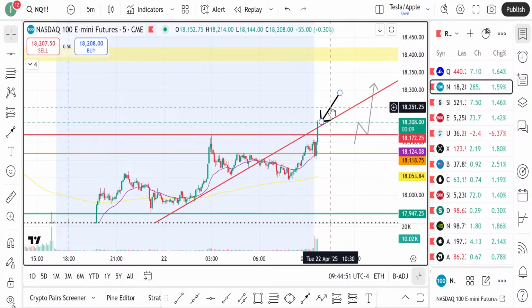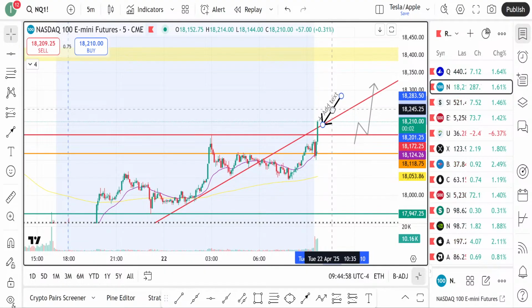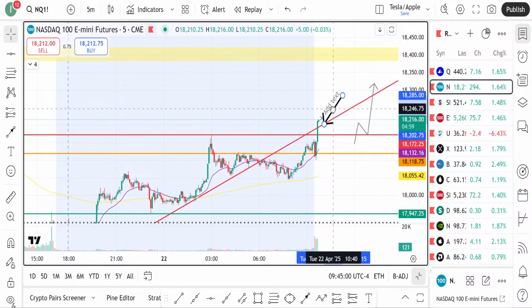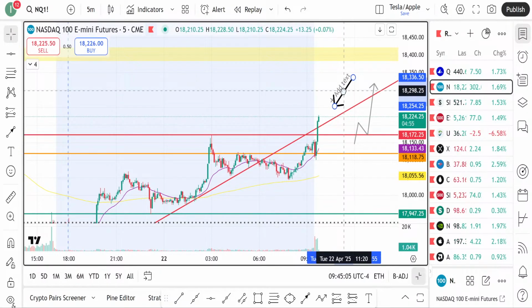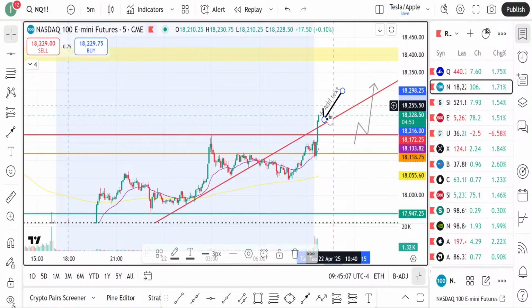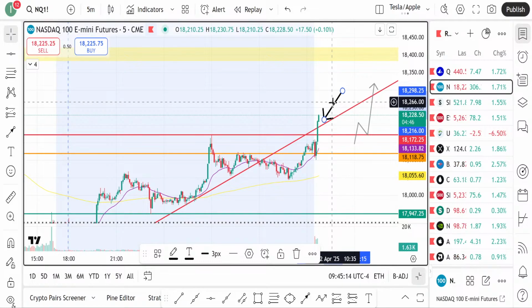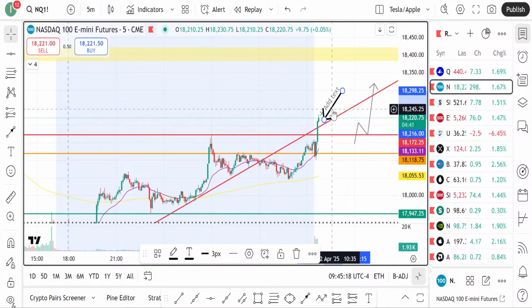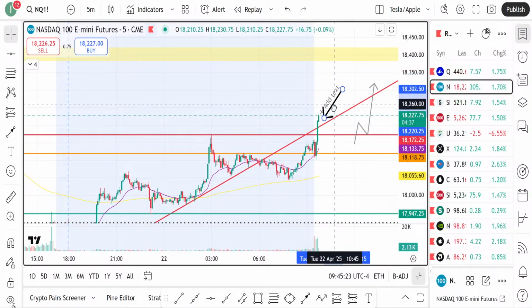What I would like to see though is a pullback, and I like to see weak sellers as the market pulls down a little bit to give me that entry to buy. This could also just continue to rip. It's been going strong, so this could continue to rip. But I'm gonna be patient and just wait for my setup. You guys feel free to do as you please, but I'm just gonna wait for my setup. I just want to see a pullback.